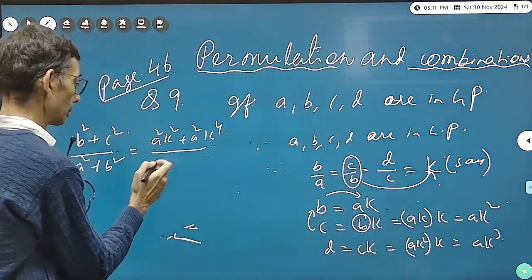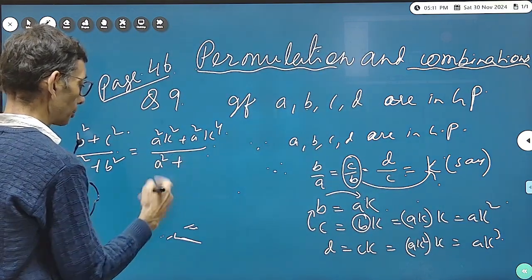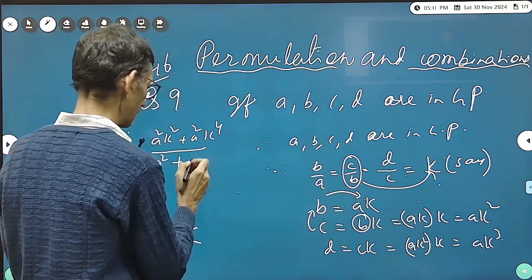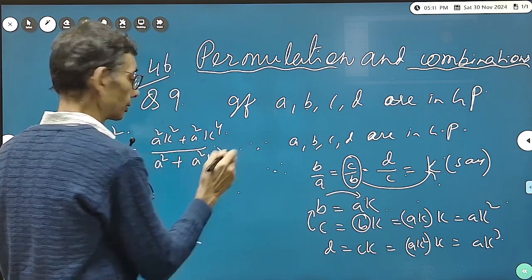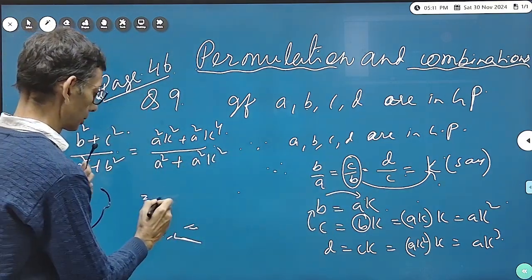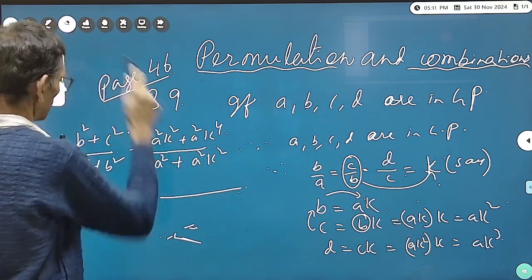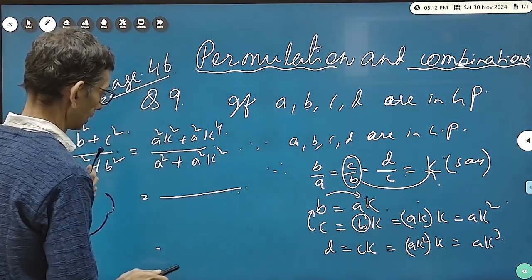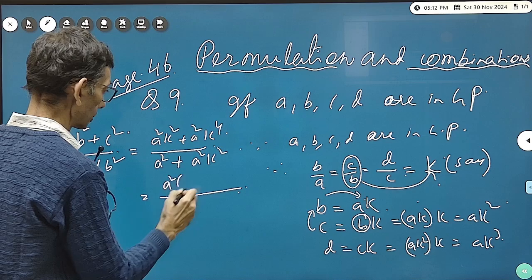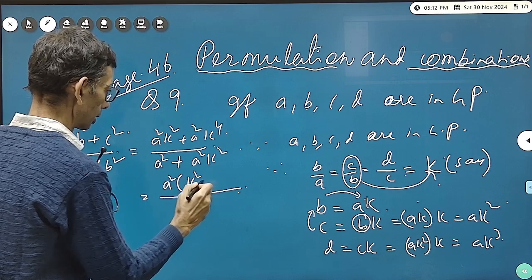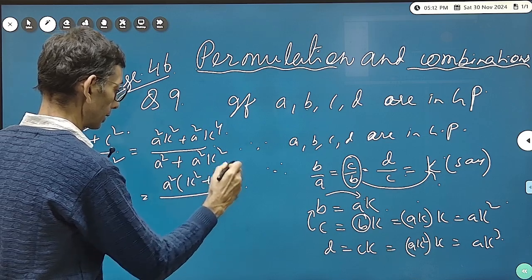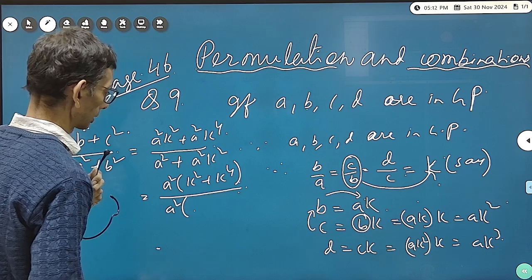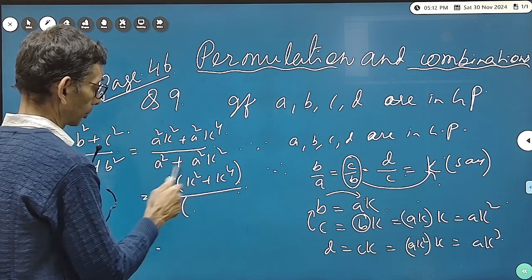Now A square will remain A square. B square means B is AK, so AK square means A square K square. Done. We can take A square common. If we take A square common, it will be K square plus K4 in the numerator. I cannot take common from that denominator.